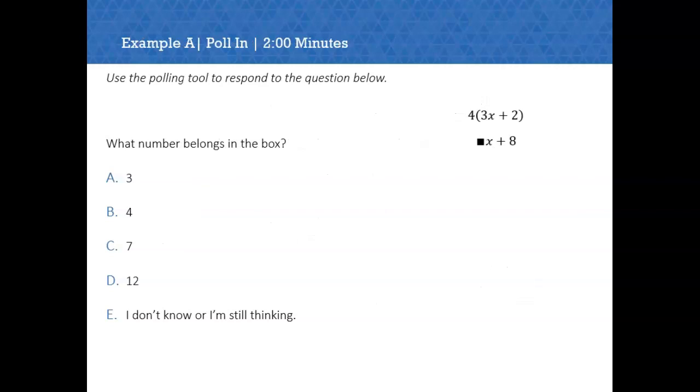So let's take a look. We're going to start looking at the distributive property. This says 4 times the quantity 3x plus 2. So what number goes in this box? So remember, when there's nothing in between the 4 and the parentheses, this means multiplication, and you need to distribute all the way through. So 4 times 3x is 12x. 4 times 2 is plus 8. So in our box, we need a 12.